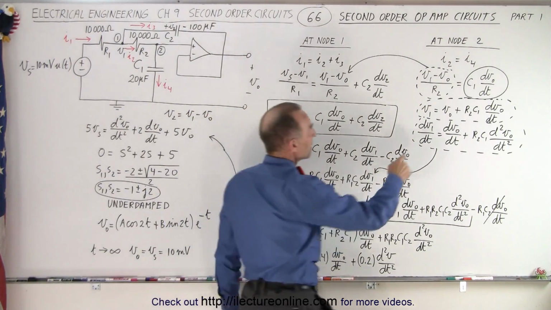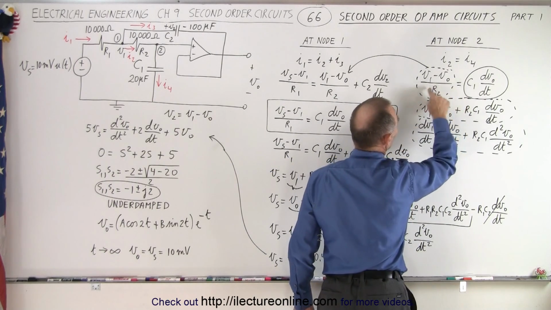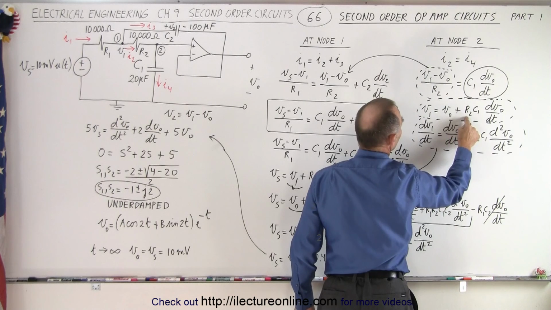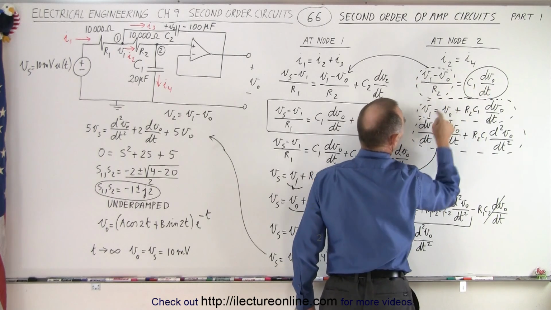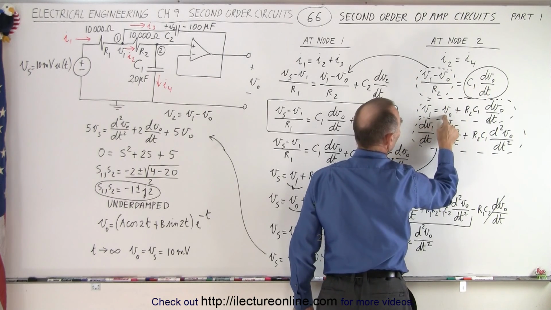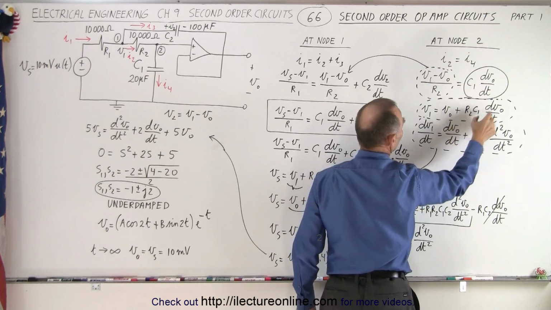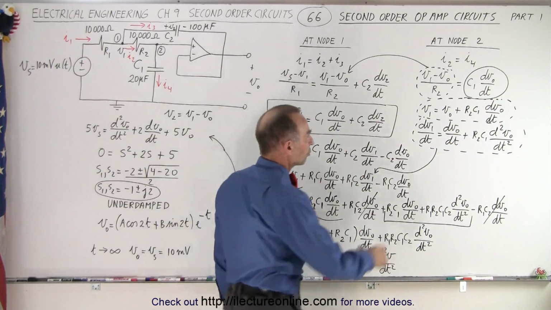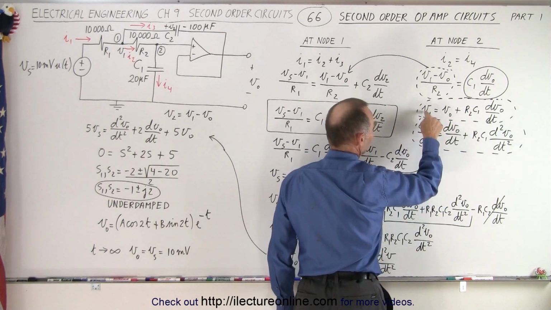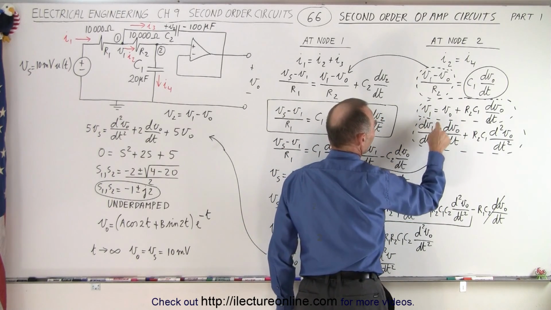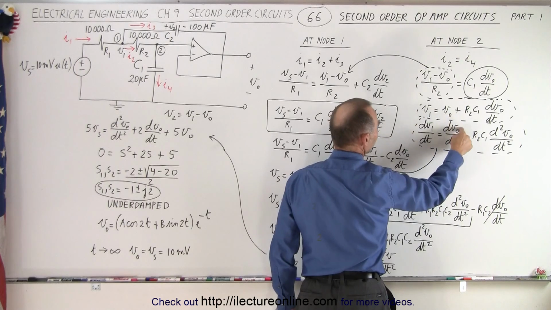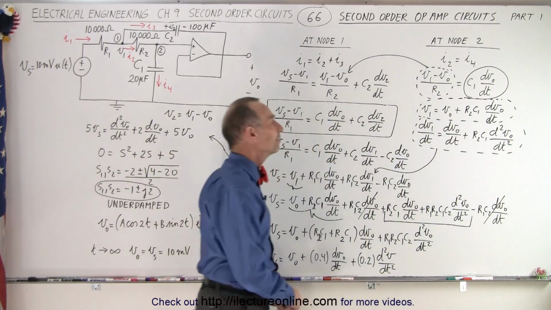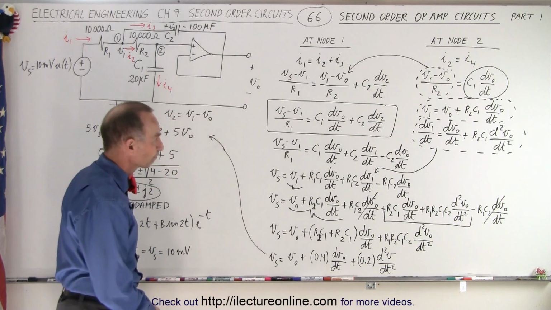So if we go up here, notice what we can do. We can multiply both sides by R2. Then we can move the minus output voltage to the other side, and V1 is equal to the output voltage plus R2 C1 times the derivative of the output voltage. Then if we take the derivative of both sides, we get the first derivative of V1 equals the first derivative of the output voltage plus R2 C1 times the second derivative of the output voltage.